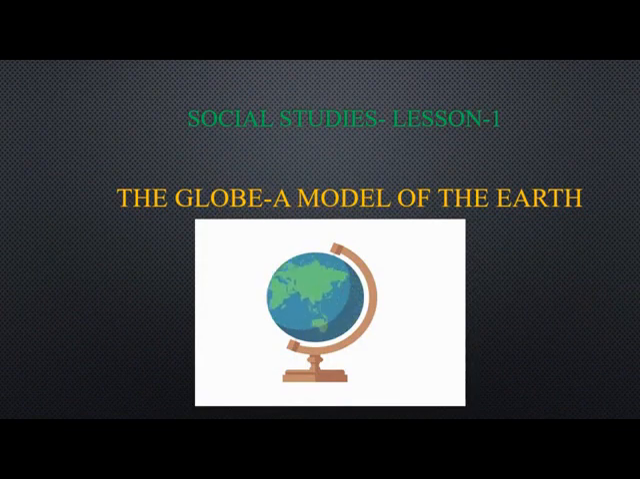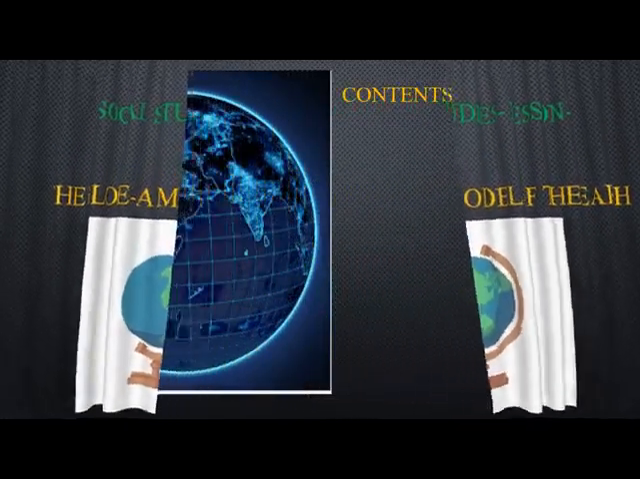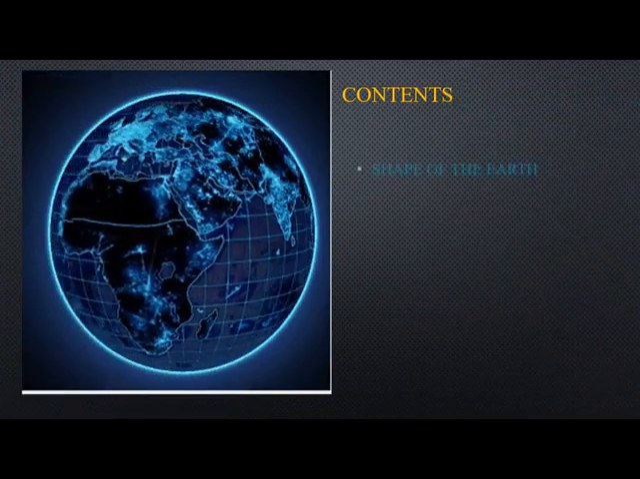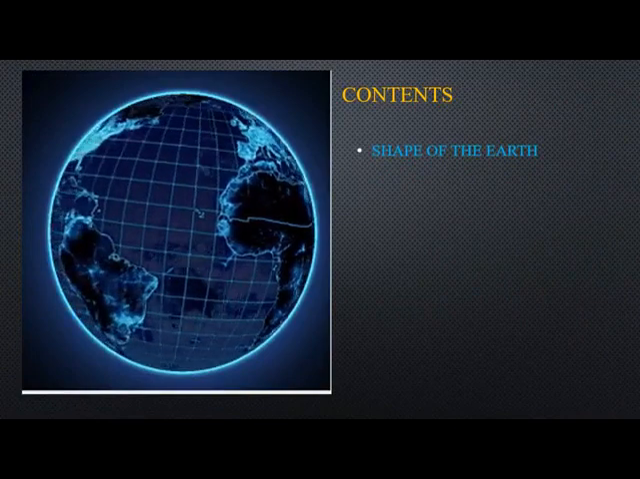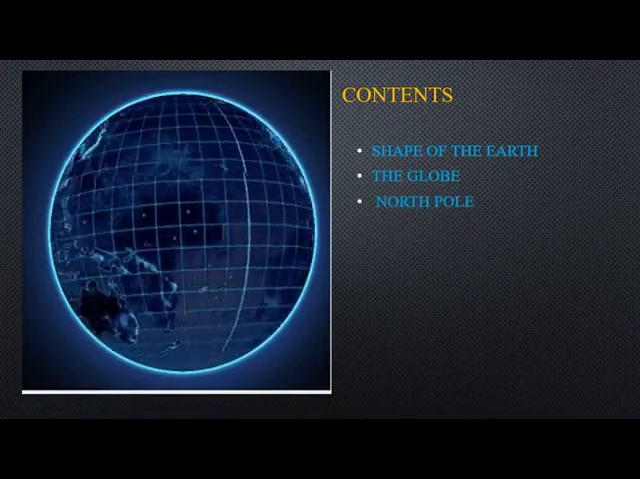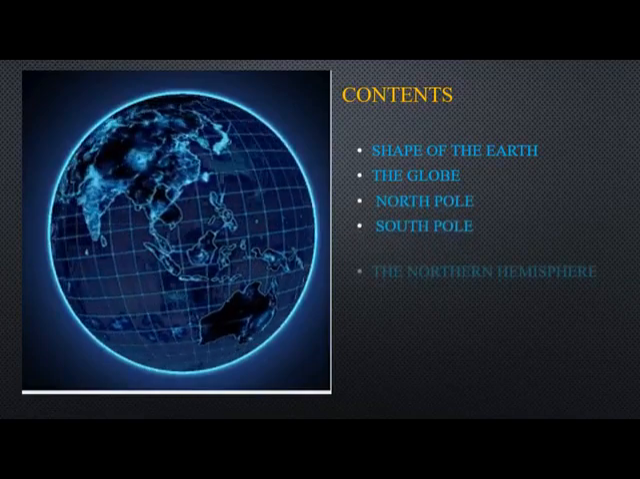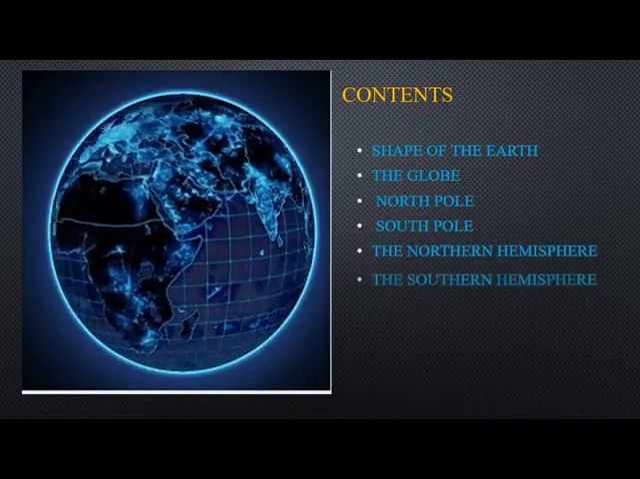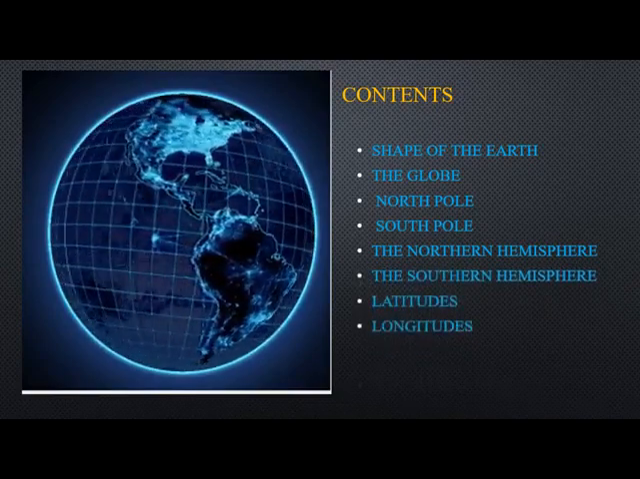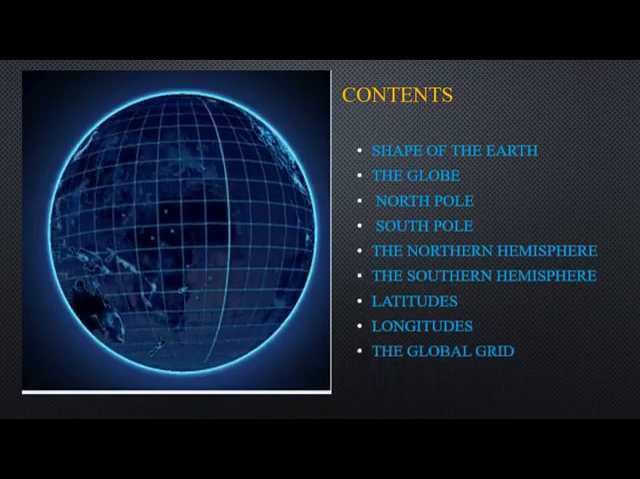Today we shall study the first lesson of social science, the globe, a model of the earth. In this lesson we shall be studying about the shape of the earth, the globe, North Pole, South Pole, the northern hemisphere, the southern hemisphere, latitudes, longitudes, and the global grid.